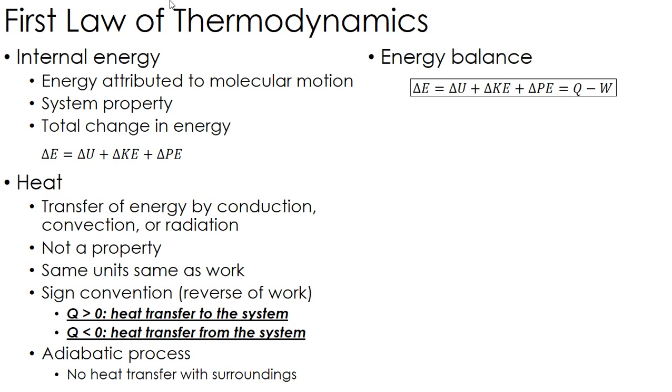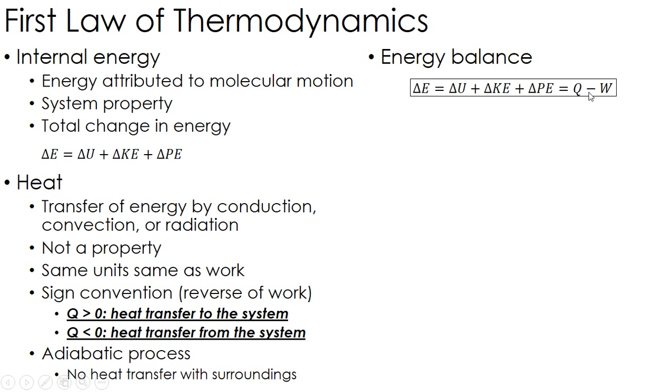Now, this finally leaves us with this boxed-in equation, our first law of thermodynamics, and it's an energy balance, in that the total change in energy, which includes the internal energy, potential energy, and kinetic energy, is equal to the heat into the system minus the work out of the system. Now, remember that sign convention: they're backwards. Q is the reverse of W. That's why that negative sign is here with the W.